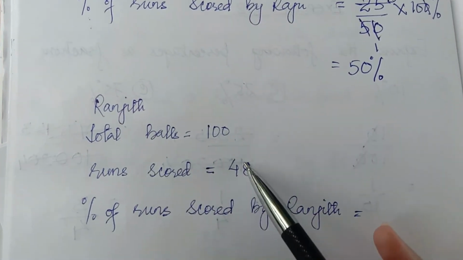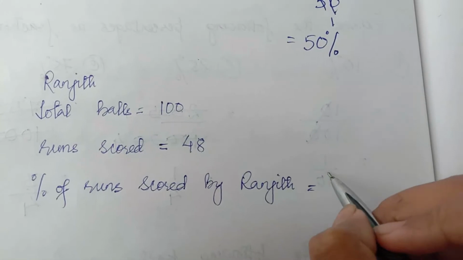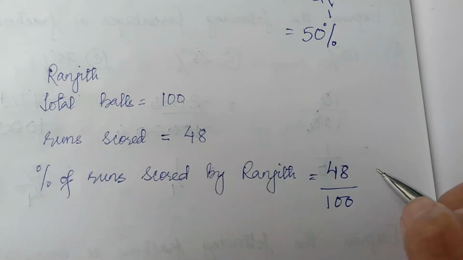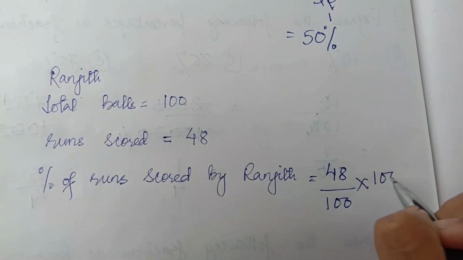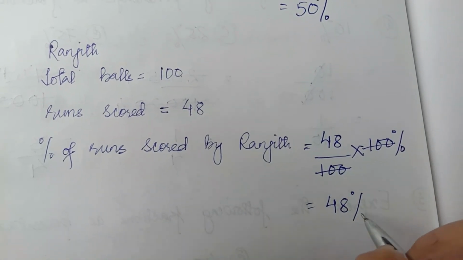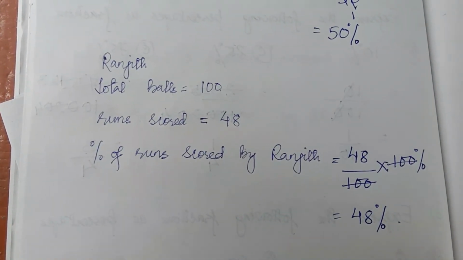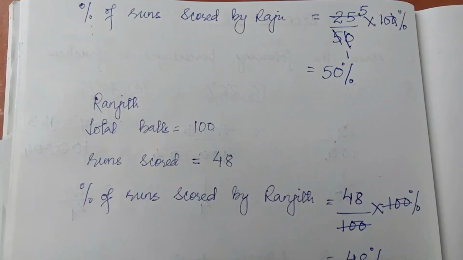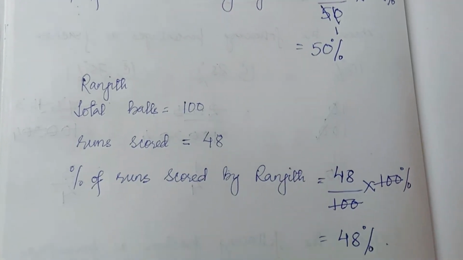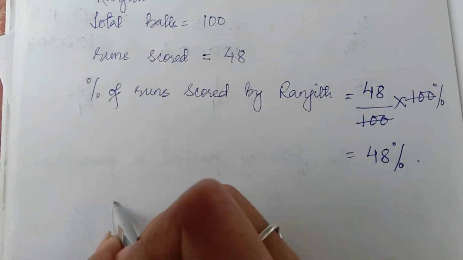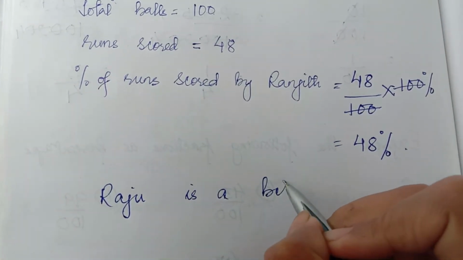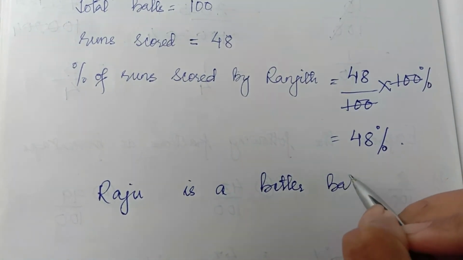Now Ranjit scored 48 runs out of 100. So we have to convert into percentage, so multiply by 100%. 100, 100 cancel, 48%. So this is your answer. Now the last question, you have to solve yourself. Raju and Ranjit, who scored more? Raju percentage is 50%. So you have to write, Raju is a better batsman.